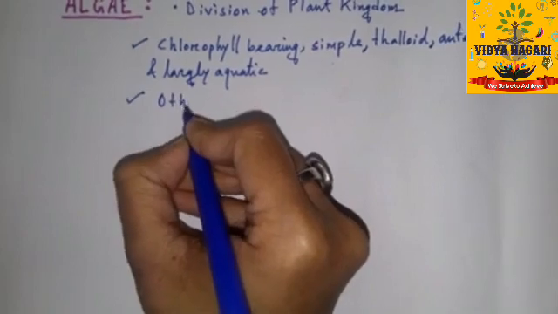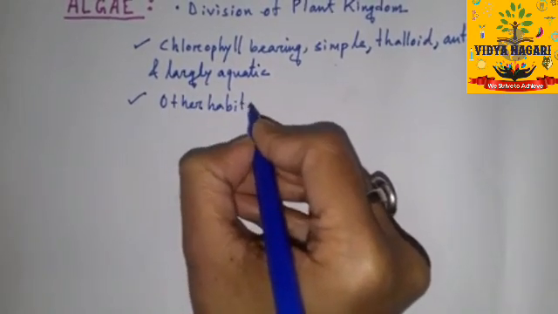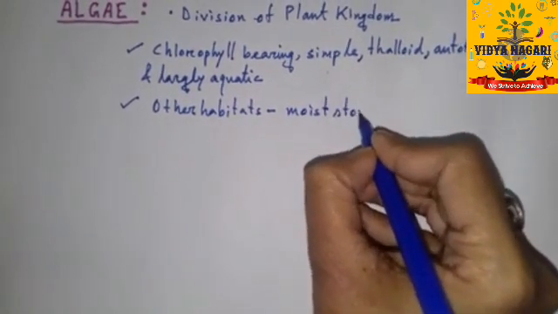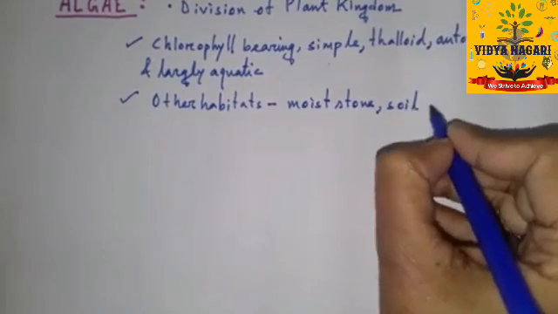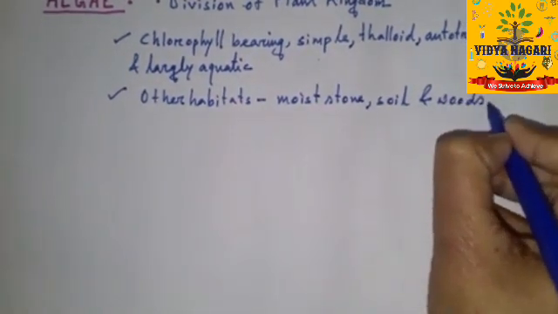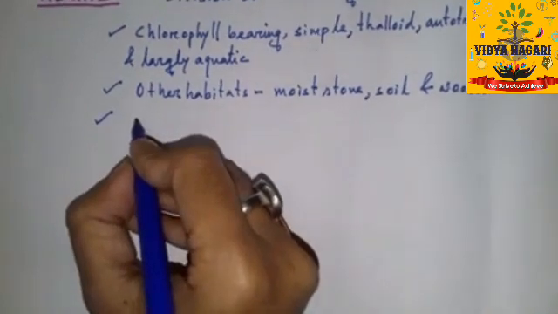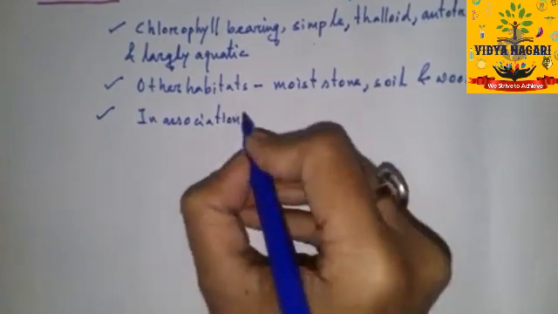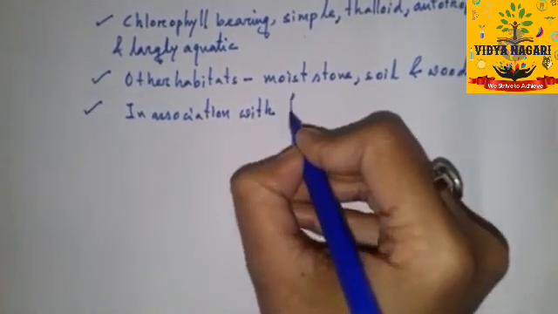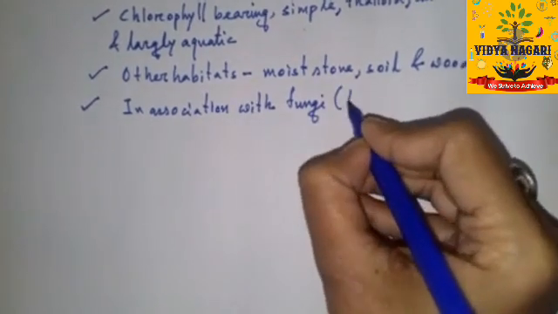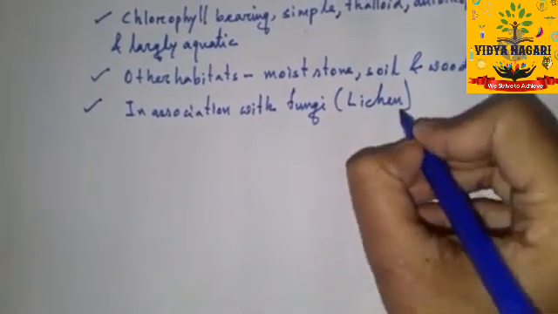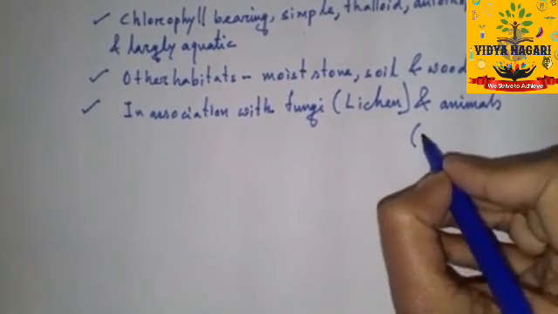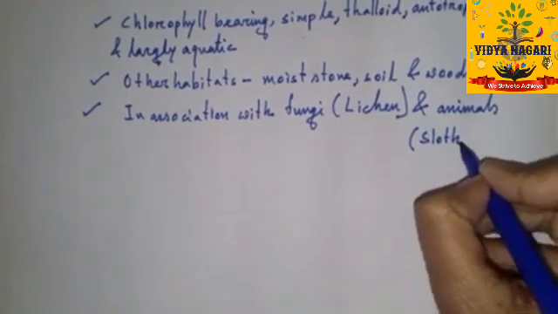Their other habitats are moist stone, soil, and woods. And some of them can live in association with fungi, and they are known as lichen. And some of them live in association with animals, like with an association with sloth bear.